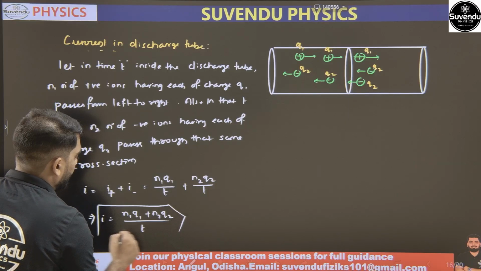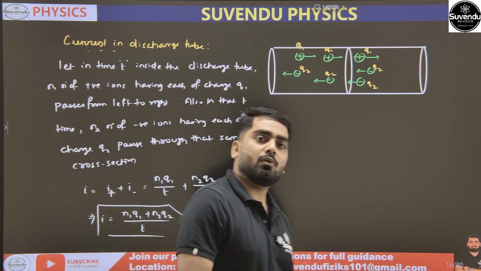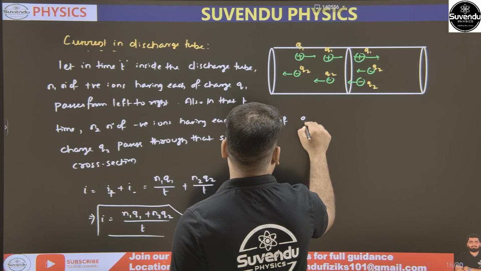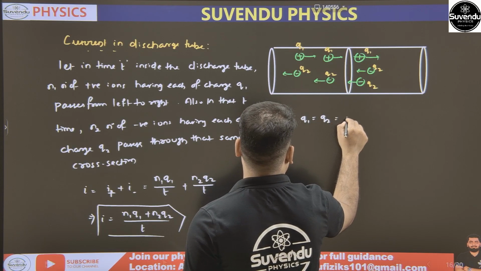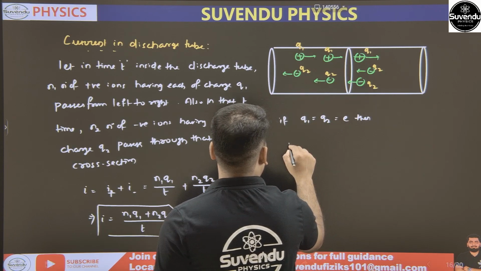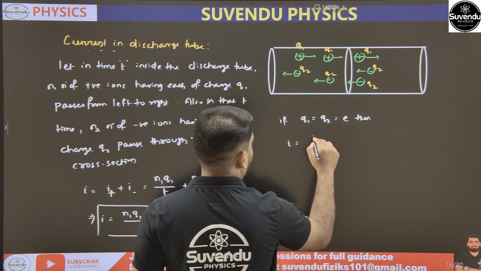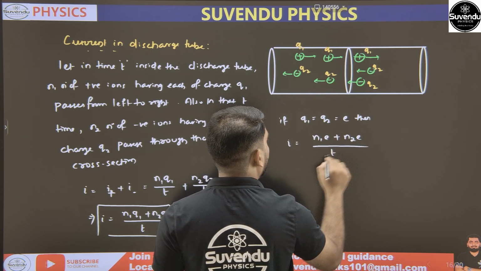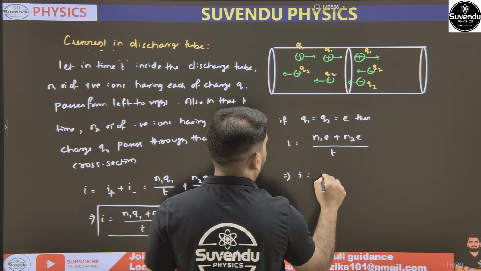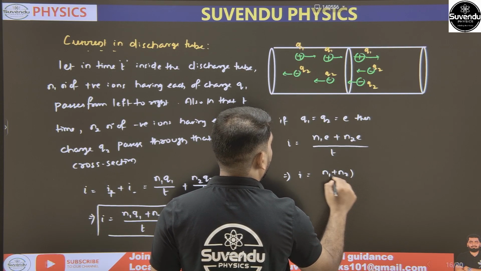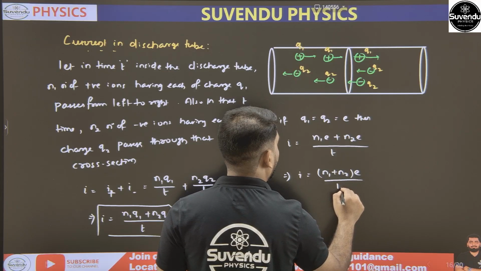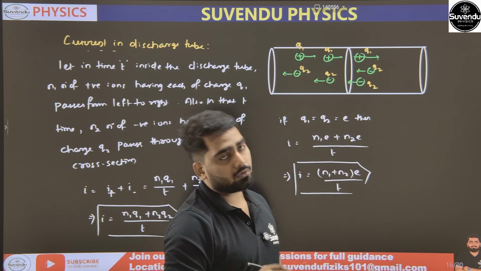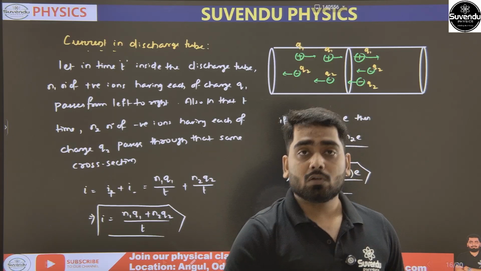So if the values of q1 and q2 are equal to e, then what will you get? If q1 is equal to q2 is equal to e, then current will be equal to n1 e plus n2 e divided by t. That means n1 plus n2 into e divided by t. This is the answer. But in case of a metallic conductor, current is due to flow of electrons only.